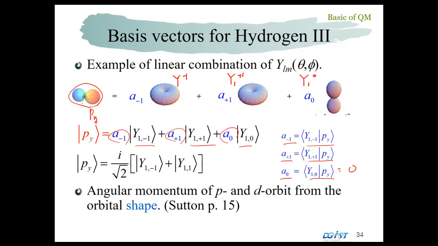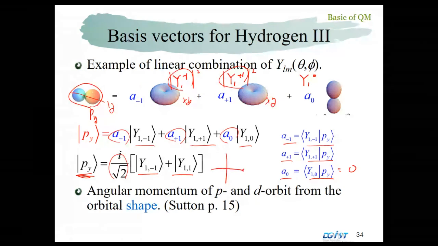And those belong to the y-axis, and they belong to the xy plane. So those are the same. Actually, this looks the same, but this shape, actually the scale of the wave functions, has a different phase, not the absolute value. So it looks the same, but a different phase. That's why when we take the integral for the Py, we obtain such a number. Okay. So that means the Py orbital is nothing else but the linear combination of those two basis vectors.